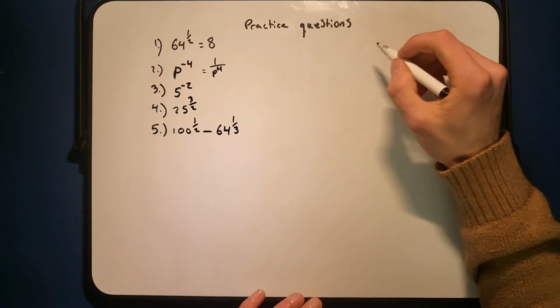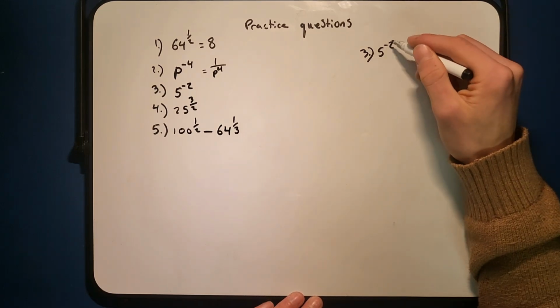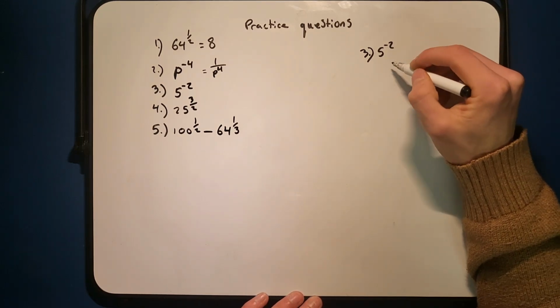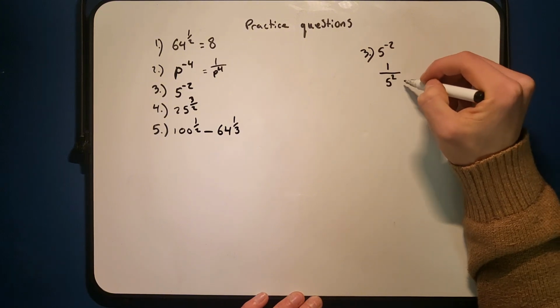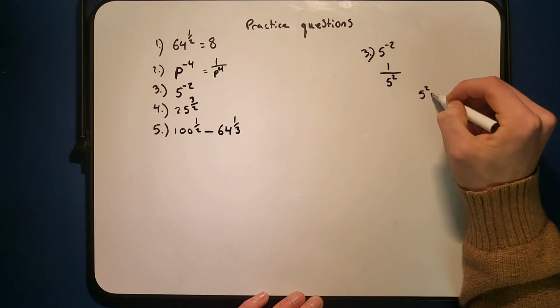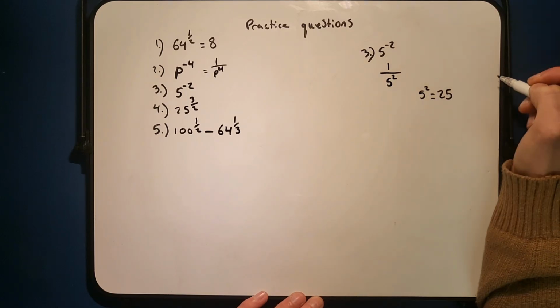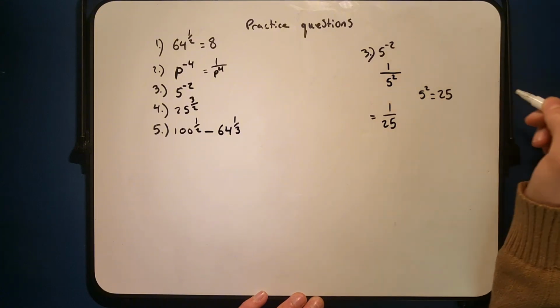For question 3, we have 5 to the power of minus 2. First, let's turn this into a fraction. So we're going to get 1 over 5 squared. Now, we can evaluate 5 squared to be 25. And that will give us 1 over 25 for our answer.